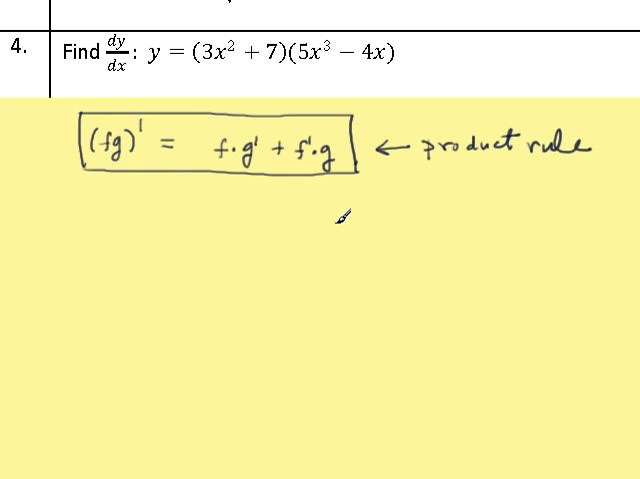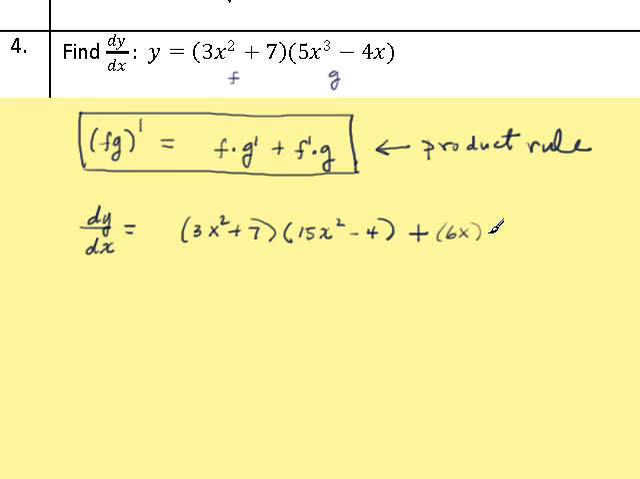And we're going to apply that here. So this is our first function, this is our second. All right, so we have dy/dx is equal to the first function times the derivative of the second, and that would be 15x squared minus 4. We just use the power rule here to get the derivative. Okay, now plus the derivative of the first, so that would be 6x, times the second, 5x cubed minus 4x.